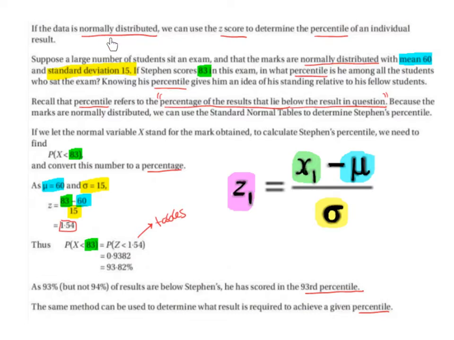If the data is normally distributed, we can use the Z-score to determine the percentile of an individual result.